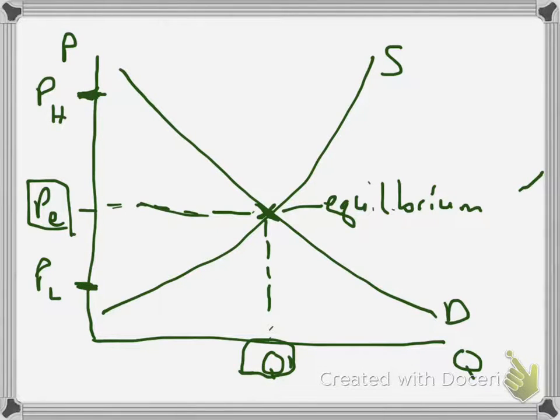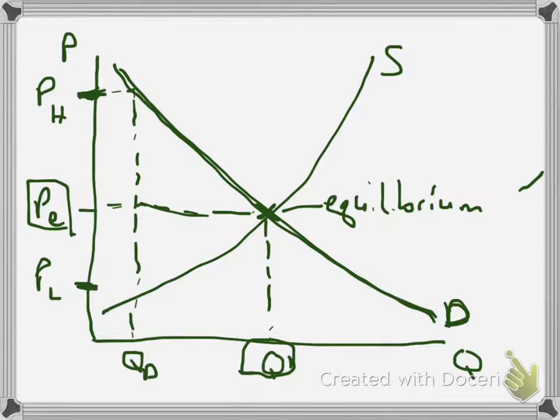So let's start with price high, and notice that the demanders at a high price are going to choose a rather low quantity, right? And how do I know that's the demanders? Because I went to the demand curve. See, D for demand. To find out what the demanders want to do, you start with the price, you go over to the demand curve, you go down, and that's the quantity that people would buy.